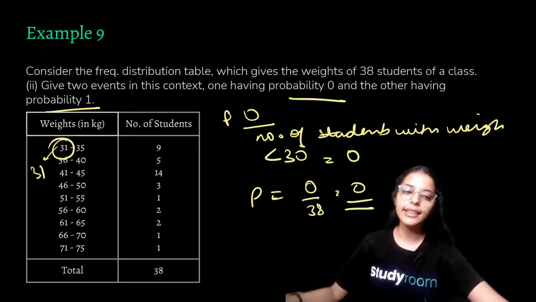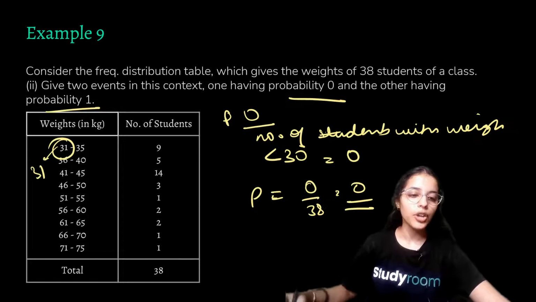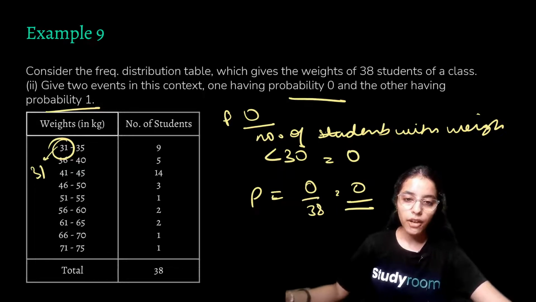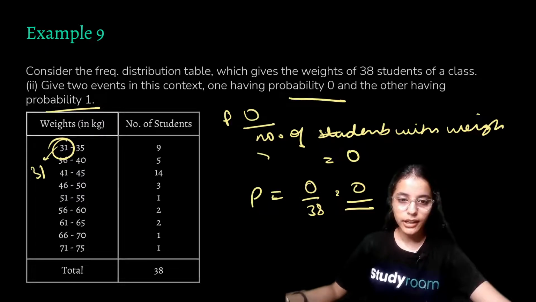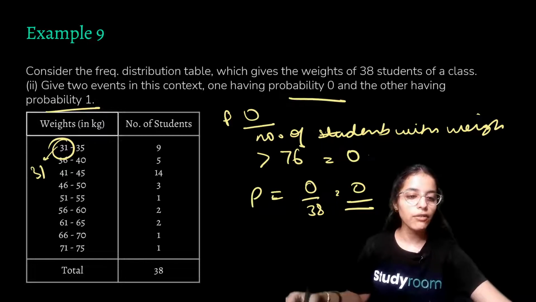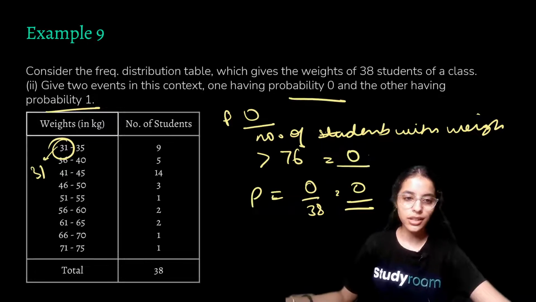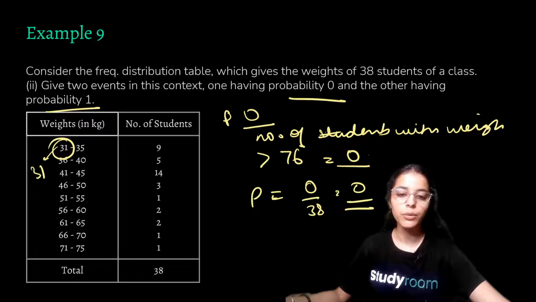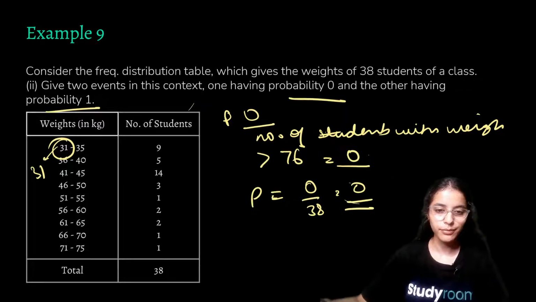You can choose any other example as you like. You may choose the number of students with weight greater than 75, or maybe 76, right? So here also we have no student as such, so it is 0. So similarly, the probability would also come out to be 0. So that is how we get our 0.